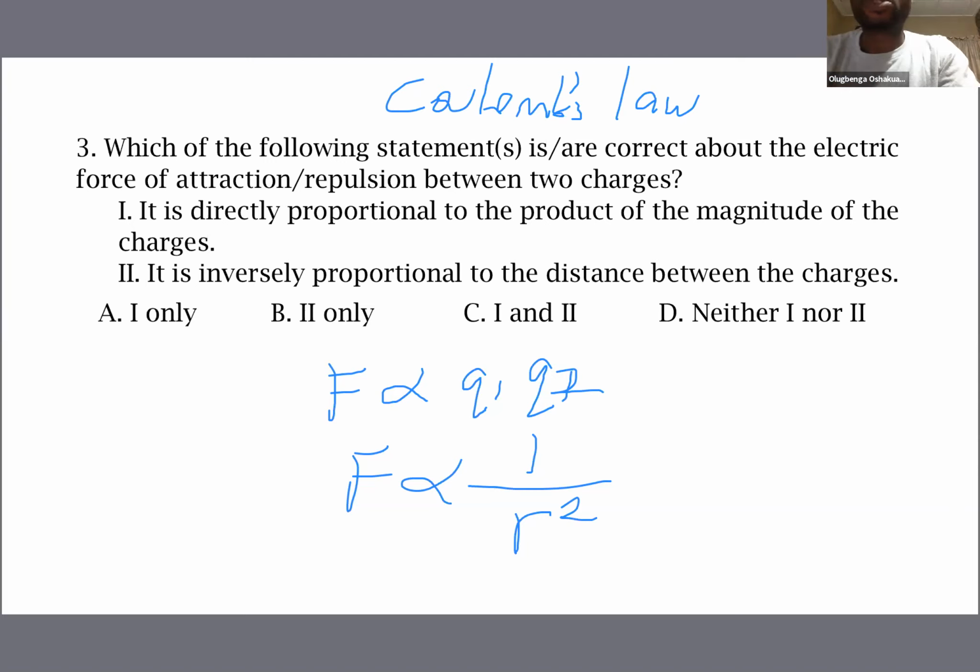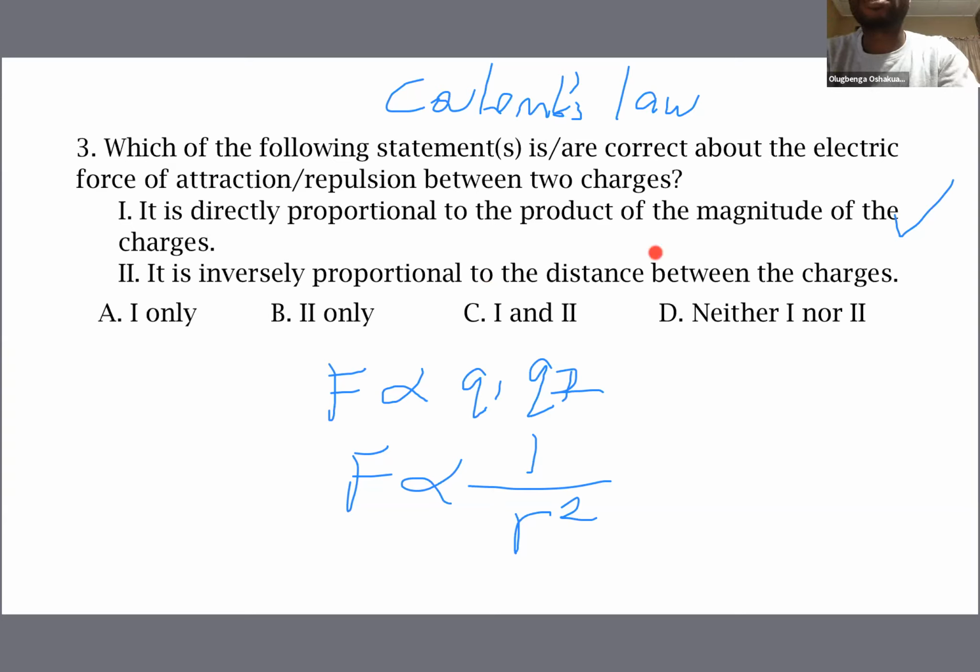Now let's look at statement 1 we have here. Statement 1 is saying it is directly proportional to the product of the magnitude of the charges. Yes, that's good. I agree. Statement 2 is saying it is inversely proportional to the distance between the charges.